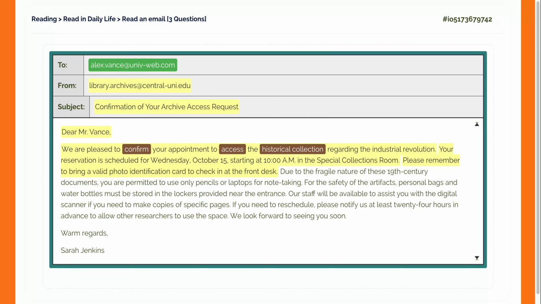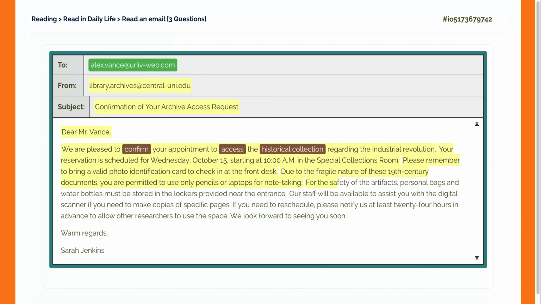Due to the fragile nature of these 19th century documents, you are permitted to use only pencils or laptops for note-taking. This sentence provides a reason and a rule. The fragile nature of the items explains why the rules are strict. Notice the word only. Mr. Vance is permitted to use specific tools like pencils or laptops. This tells us that pens are likely forbidden to protect the old papers.